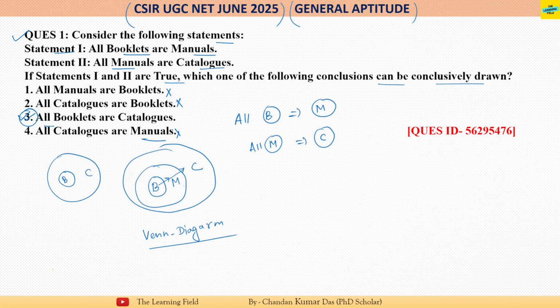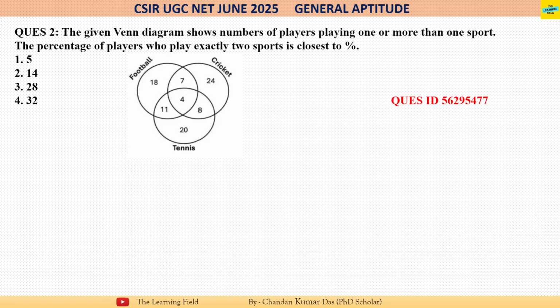Next question. Question 2 says that the given Venn diagram shows the number of players playing one or more than one sport. The percentage of players who play exactly two sports is closest to? This is also a very nice question based on the Venn diagram. The Venn diagram of the three sports is given in the question.